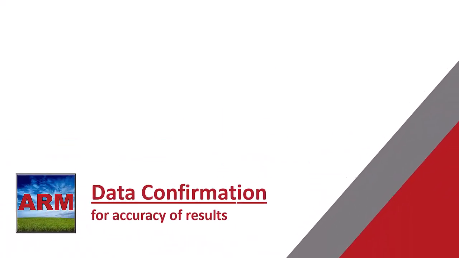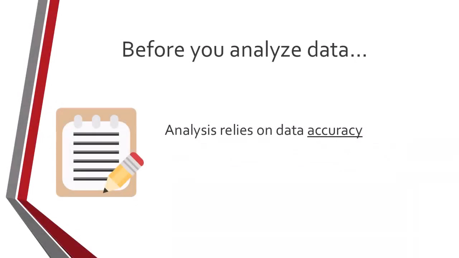This video demonstrates the tools and functions ARM uses for data confirmation. You should complete this important step before analyzing data. The goal is to catch outliers and any inaccuracies with the assessment. To ensure accuracy, review the data at the trial site immediately after the assessment. The researcher can then investigate and resolve any irregular values.